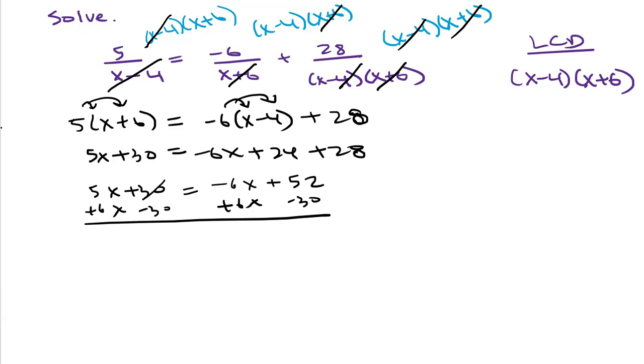So my 30 and minus 30 are canceled. And then I have 5x plus 6x is going to give me 11x. And then my minus 6x and my 6x are canceled. And then 52 minus 30 is going to give me 22. Then I divide both sides by 11. Okay. And that gives us 2.